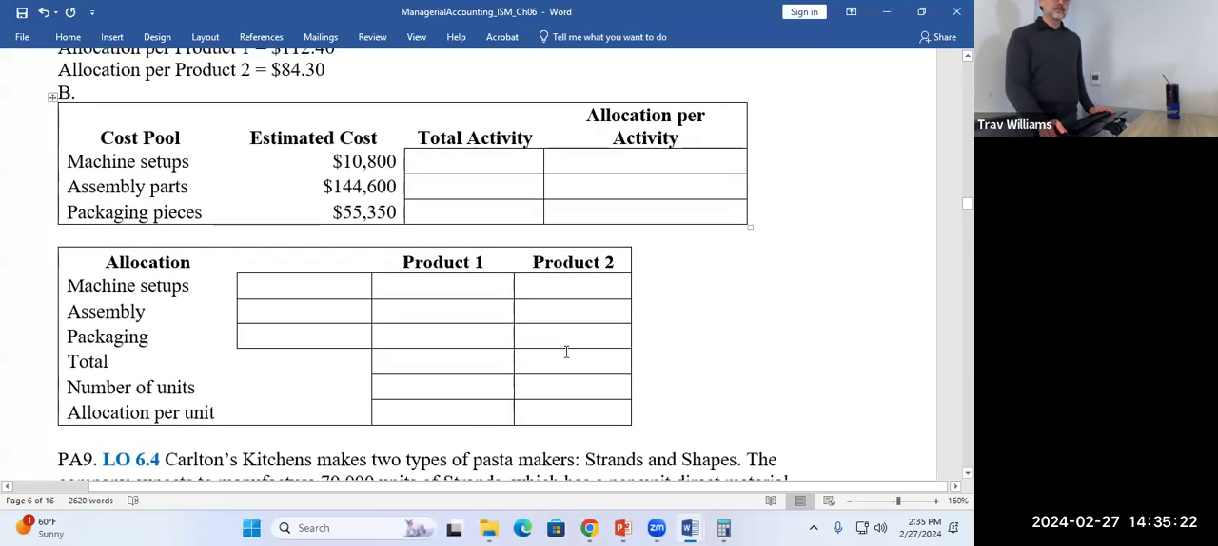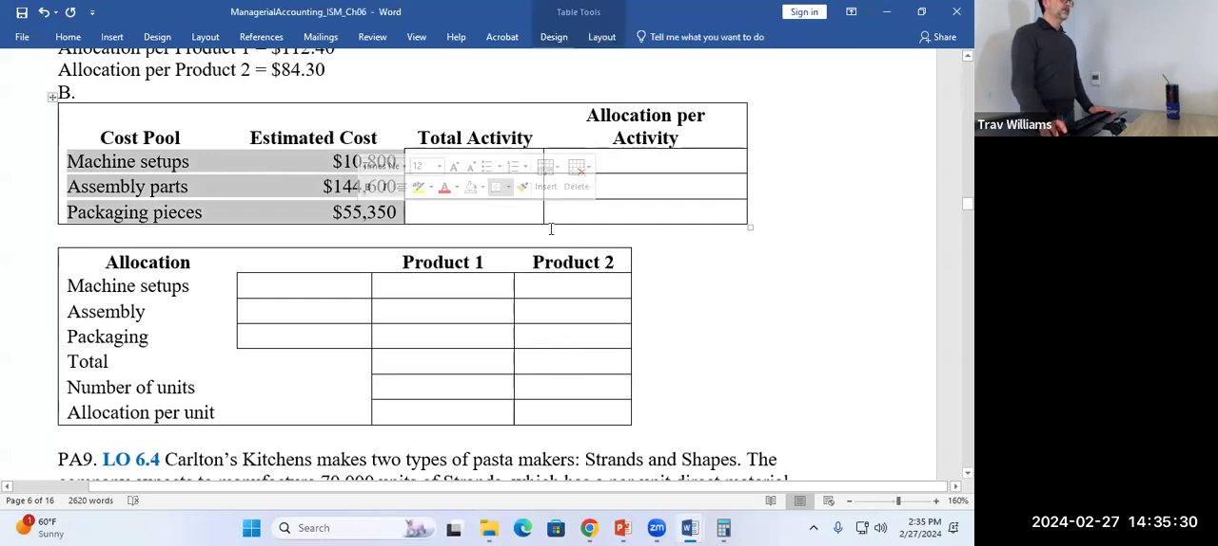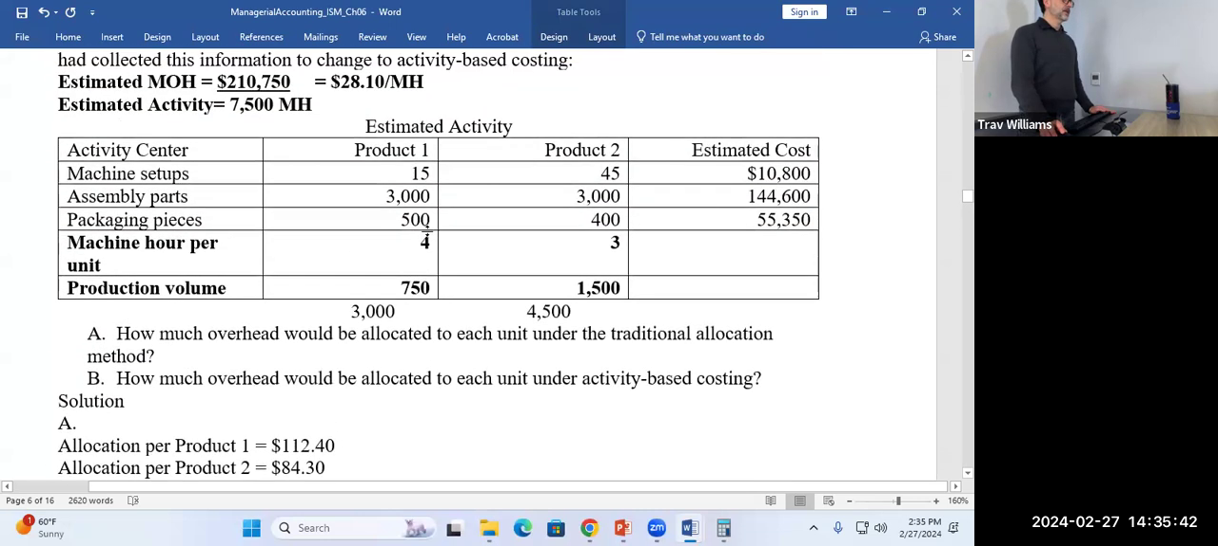So let's go on to B. Now we're using the activity-based method. And here we've got our 3 different cost pools. We have to divide them by the activity for each of those cost pools in order to get a rate. Okay, so let's start with machine setups. How many machine setups are we expecting?